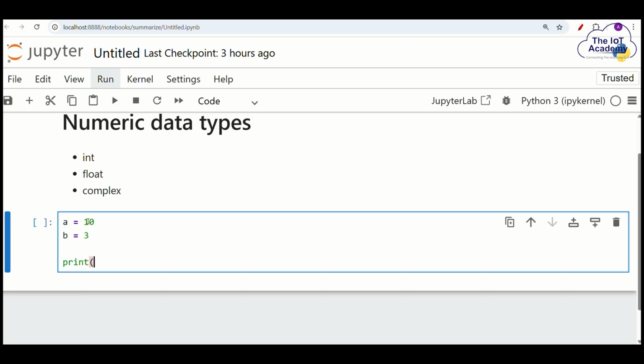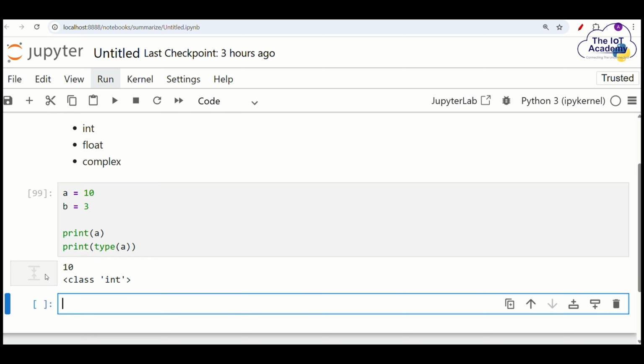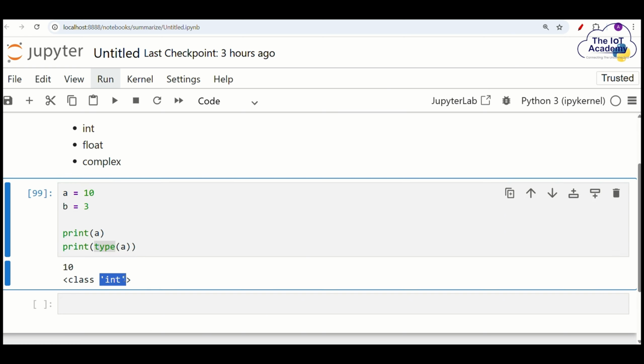Let us make the indentation a little clearer. So print the value of a, and clearly it's going to print 10, no surprises over here. Likewise, if I print type of a, that's going to print integer. So let's take a look. It prints the value of a as 10, no surprises. It prints what type this variable a is. It's an integer type.